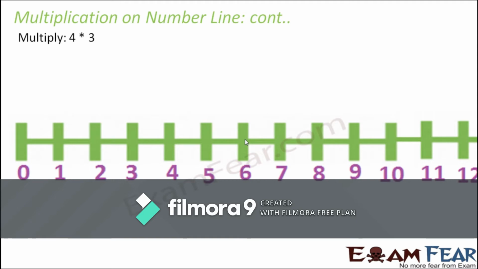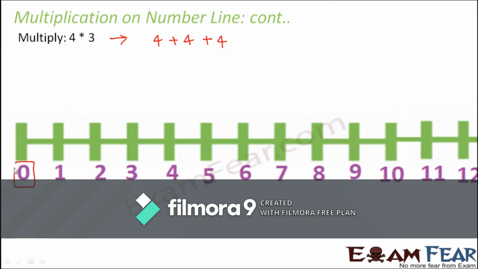Let us now take another example of multiplication, because multiplication might sound confusing to a lot of you. So let's say now we want to multiply 4 into 3. Now what is the meaning of 4 into 3? This basically means that 4 is added 3 times. So this actually means 4 plus 4 plus 4. So first we will have to add 4 three times.